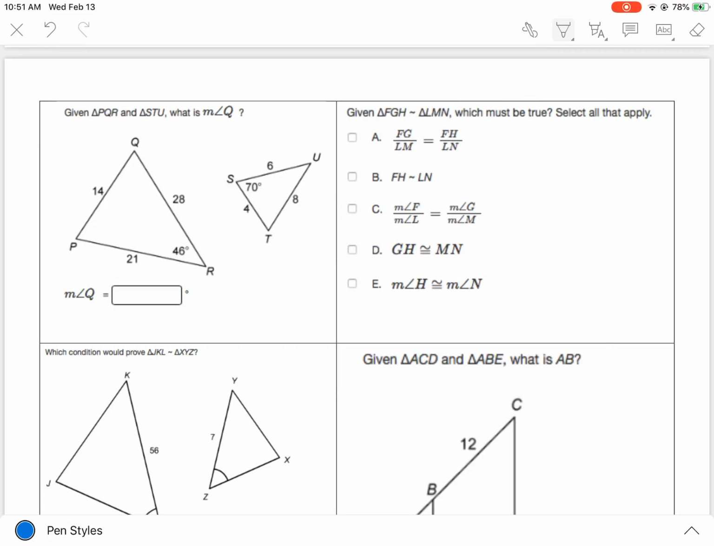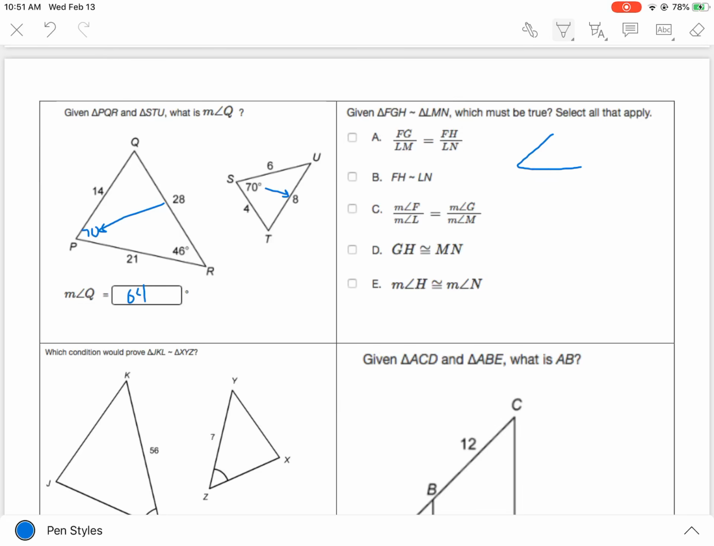Given PQR and STU, what is the measure of angle Q? Angle Q. So the largest side is opposite 70. So the largest side here would also be opposite 70. Then you just do 180 minus 70 minus 46. Grab my calculator here. 180 minus 70 minus 46. 64.